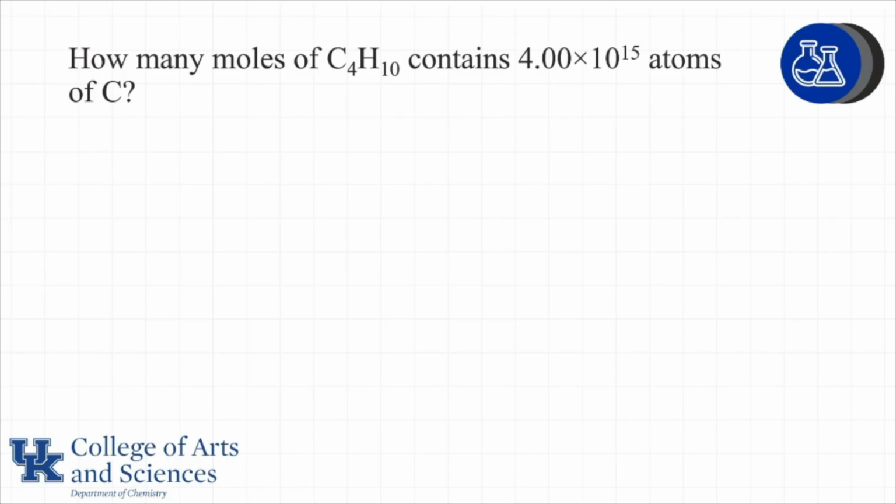How many moles of C4H10 contain 4.00 times 10 to the 15th atoms of carbon? In this case, we're not starting with the amount of the compound, we're starting with the number of atoms, but we still take the same approach. We have one number which has a simple unit. We're trying to find a simple unit for the answer. So we're going to start with the 4.00 times 10 to the 15th atoms of carbon.